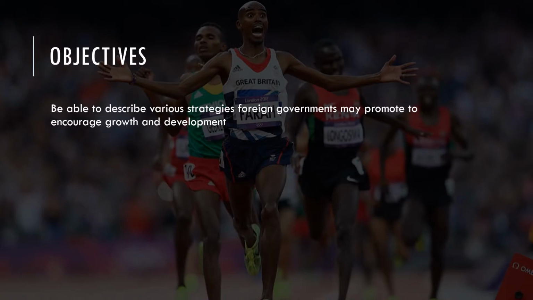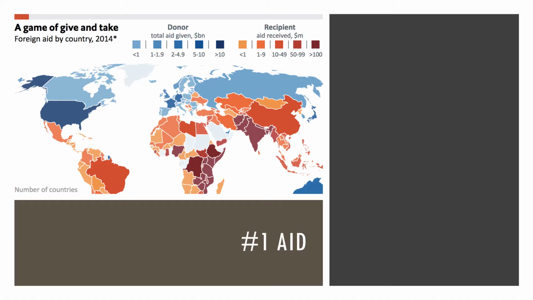So in this video we're going to look not at the particular developing country in question's government, but at the role of foreign governments and the strategies they might use to help encourage growth and development in a developing country. So the first strategy we're going to look at is giving aid.